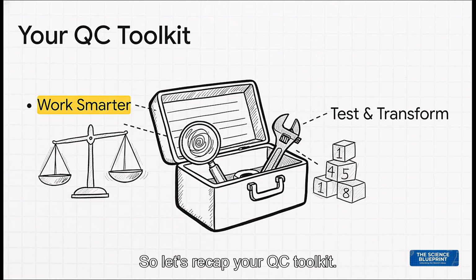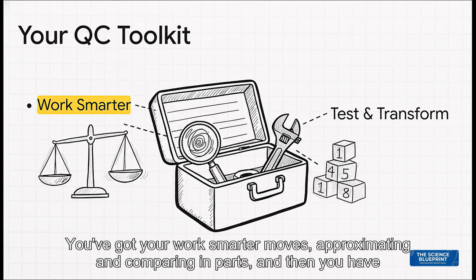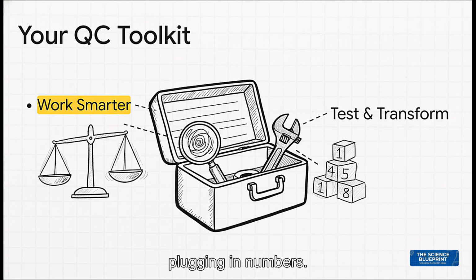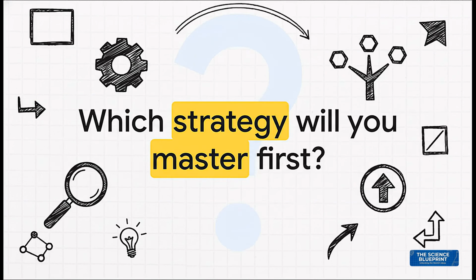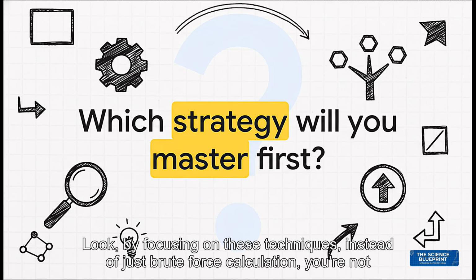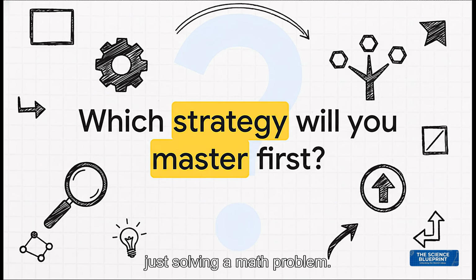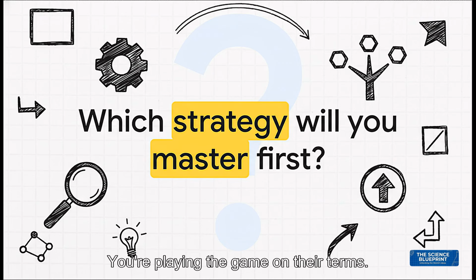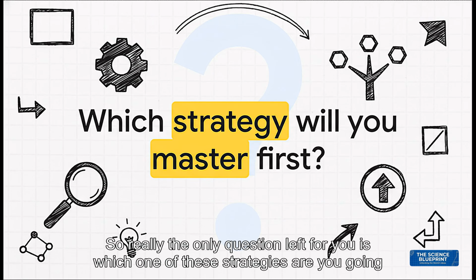So let's recap your QC toolkit. You've got your work smarter moves, approximating and comparing in parts, and then you have your test and transform tools, using those matching operations, and when you need to, plugging in numbers. This is what you bring to the fight. Look, by focusing on these techniques instead of just brute force calculation, you're not just solving a math problem. You're actually solving the test itself. You're playing the game on their terms. So really the only question left for you is, which one of these strategies are you going to master first?